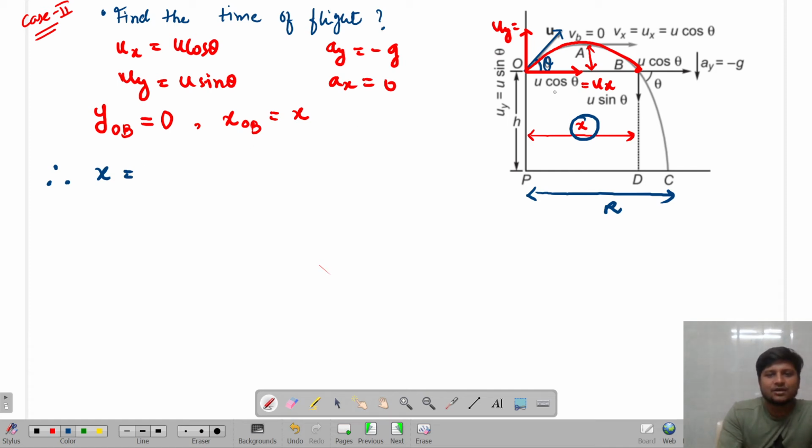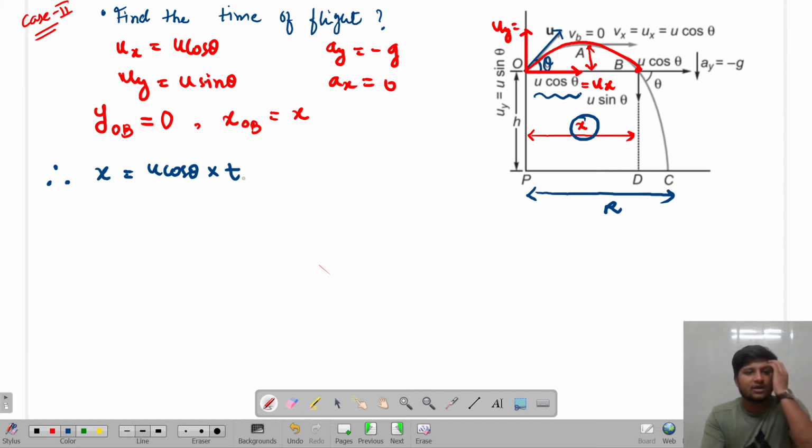Again, acceleration along the horizontal is 0. So therefore, horizontal initial velocity, which is u cos theta, into total time of flight, a small t. We are not first considering the total time of flight, because we are not aware what my time of flight is over here. Are you able to get me or not? Okay. So before going to that, first you need to calculate the time of flight.